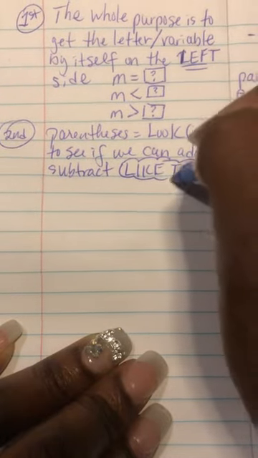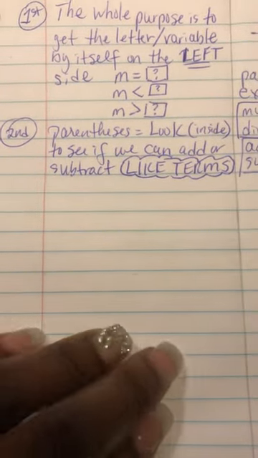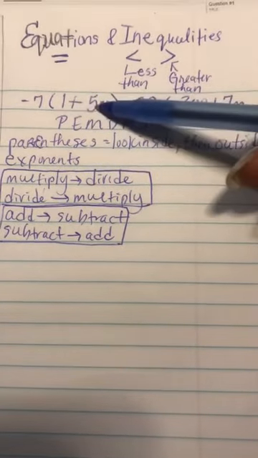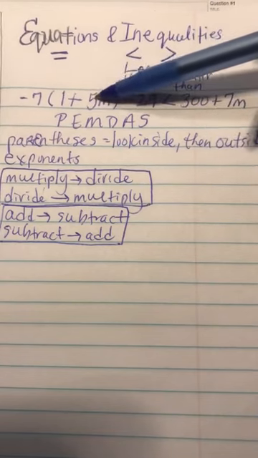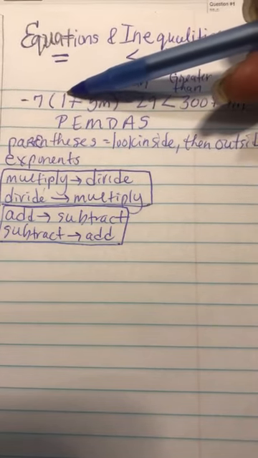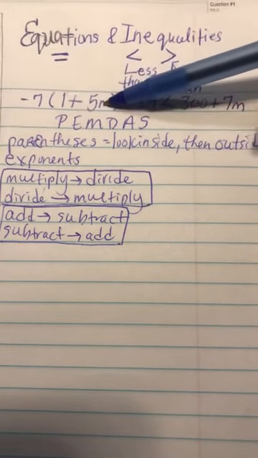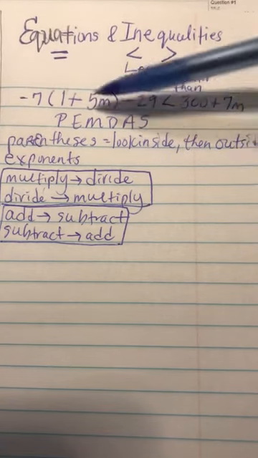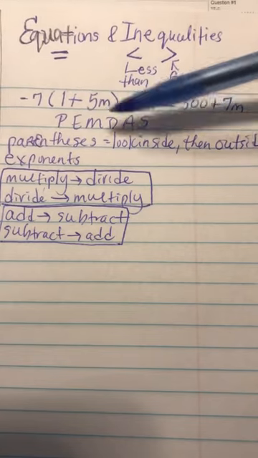So we're going to look inside the parentheses first to see if we see anything that's alike. This is a number 1. This is a 5 plus an M. This does not have a variable. This does have the variable or letter M. That means that they are not alike. That means that we cannot combine them because they're not alike.